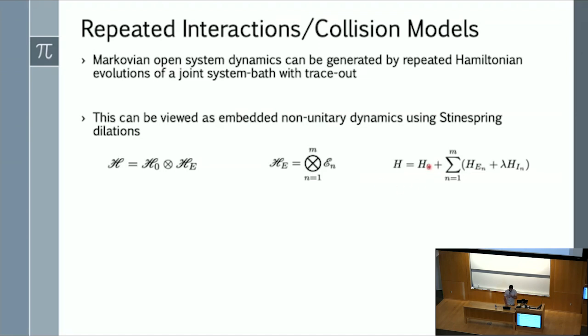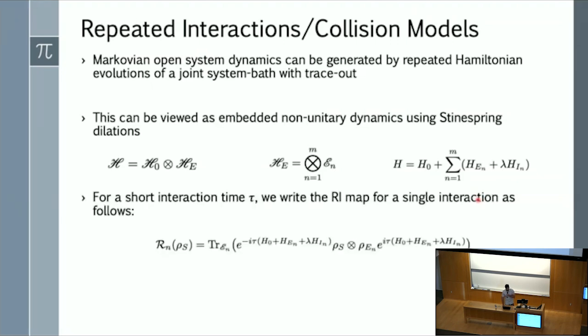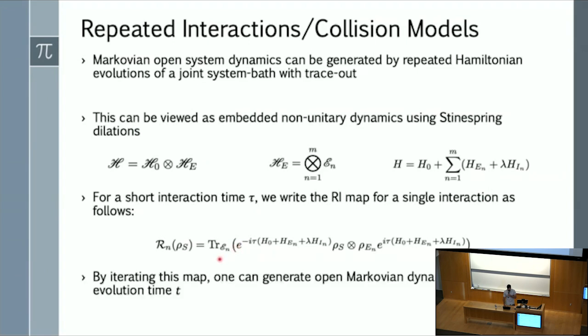And we'll have a Hamiltonian that looks like this, where we have our free Hamiltonian that acts on our system that we're interested in, as well as the environment or the bath that's evolving under its own Hamiltonian, plus some interaction. And we can control how many little discrete pieces of the bath we have. So for some short interaction time, again, it looks quite like a Stinespring dilation here, because it is. The action of the map is to tensor on a piece of the environment, perform this joint evolution under the total Hamiltonian, and then trace out over this environment that you tensor on. And then by iterating this map over and over again, we can generate these Markovian dynamics for an evolution time t.